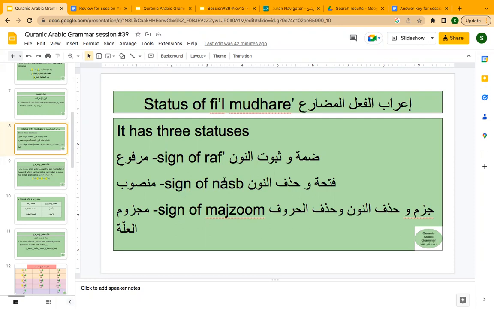And now what makes mudare marfu? You don't have to worry about that part, because raf is the default status of an ism, right? In case of fail, mudare marfu is the default status. Mudare should be raf. There has to be a reason for it to be mansub or majzoom. By default, your mudare should be raf in status. It should be ending with Dhamma in case of huwa, hiya, anta, ana, nahnu, and with noon in case of afalul khamsa, and with noon niswa in case of hunna and antunna. So that is the default status, okay? Your mudare should be marfu, but there has to be a reason for it to be mansub or majzoom.